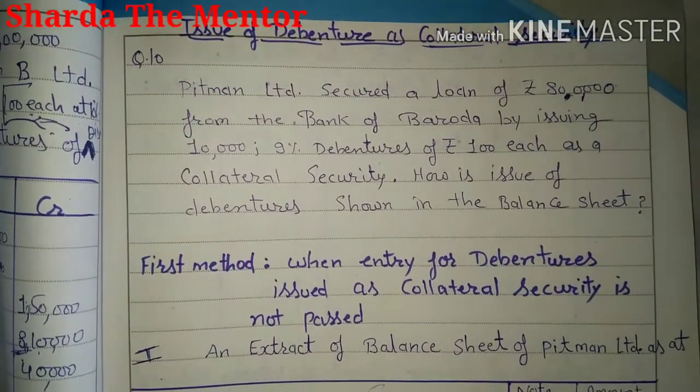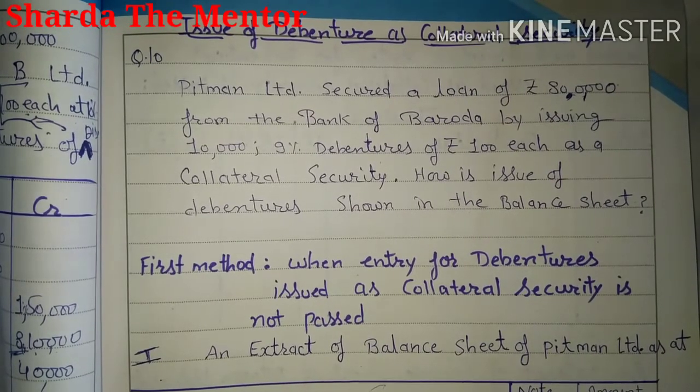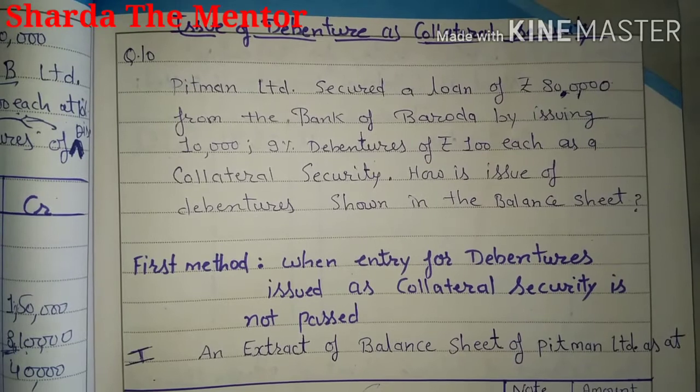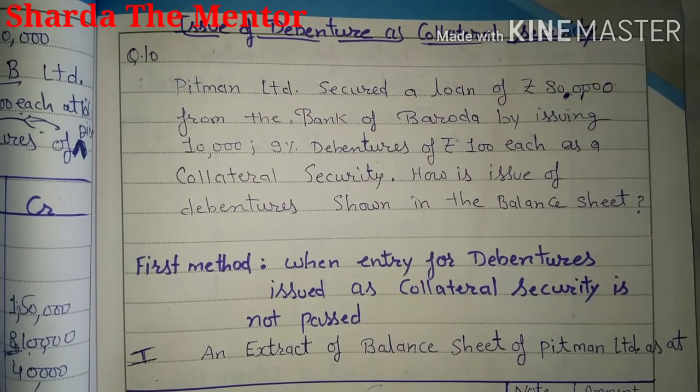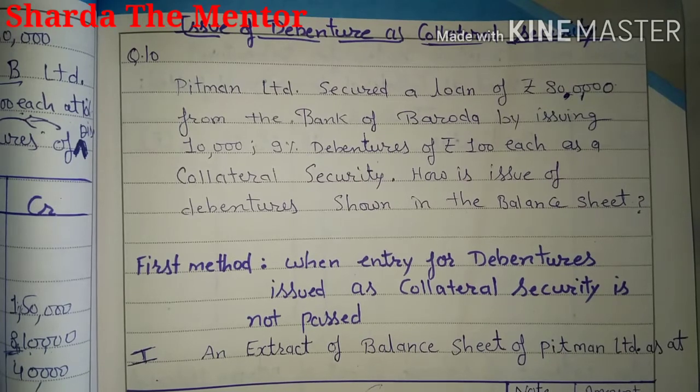Hello everyone, that is the new topic, issue of debenture as a collateral security. So here on your screen you can read the question that Pitman Limited secured a loan of rupees 8 lakh from Bank of Baroda by issuing 10,000 9% debentures of 100 each as a collateral security. How is the issue of debenture shown in the balance sheet? So there are two methods that we learn.